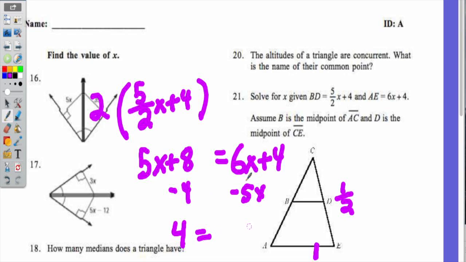How I got the 5? 2 times 5 divided by 2 is 5. Okay? Sorry. So we had 5x plus 8, 6x plus 4. So we subtracted the 5x on both sides. We subtracted 4. 4 equals x, because 6x minus 5x is 1x.